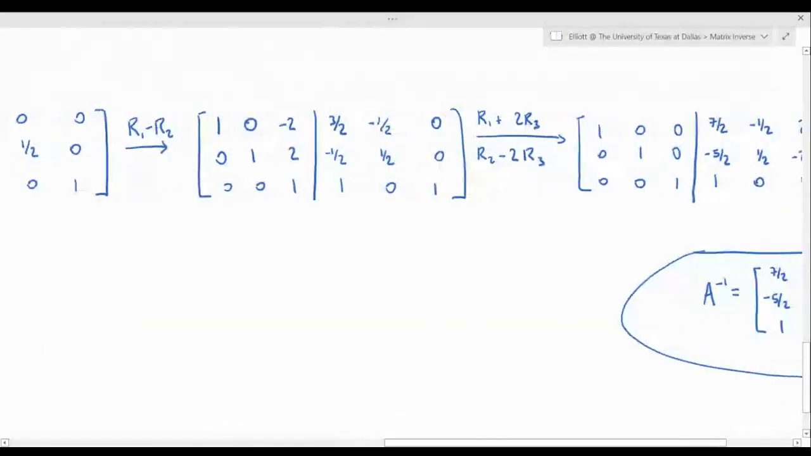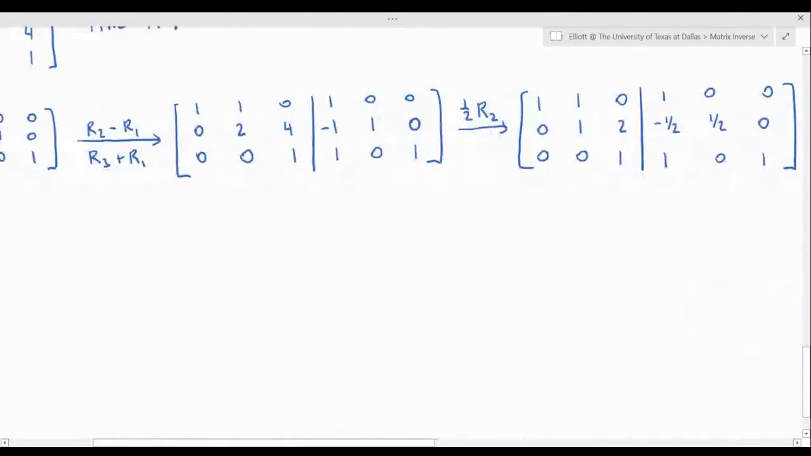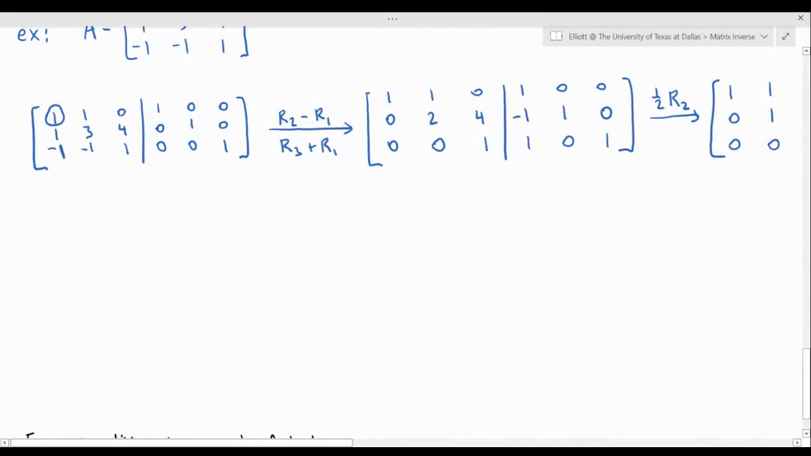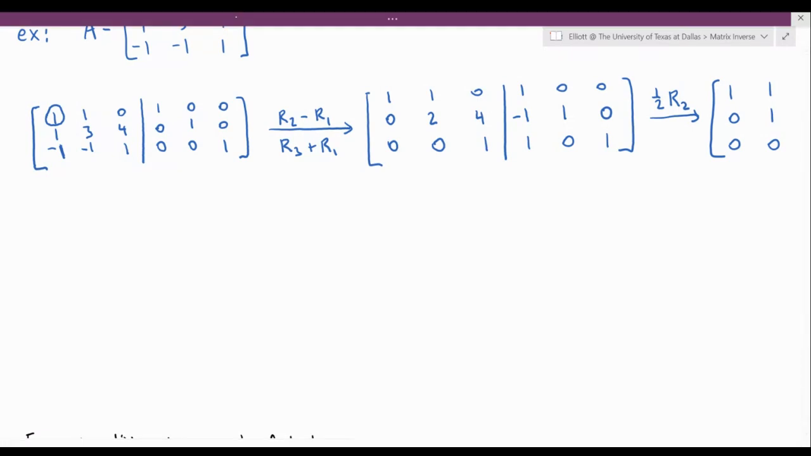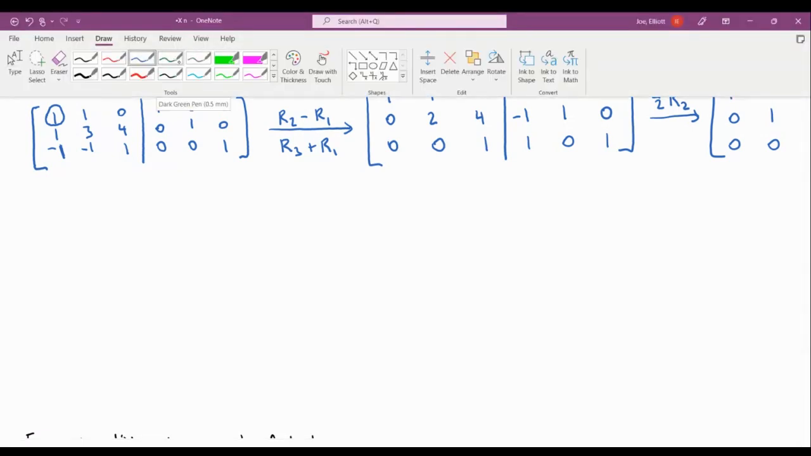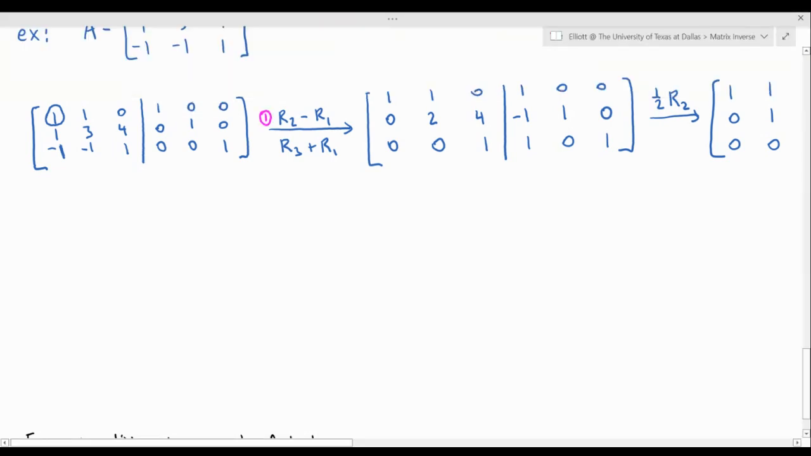Altogether, we ended up doing 6 row operations to get to the inverse. And what I want to do right now is get the elementary matrix corresponding to each of those row operations. So for this first row operation that we did, the corresponding elementary matrix, which I'm just going to call E1, you could find by taking the identity matrix and performing this row operation, row 2 minus row 1, on it, and that will give you the corresponding elementary matrix.